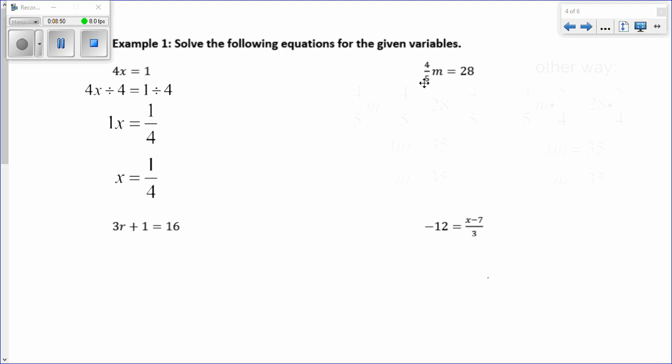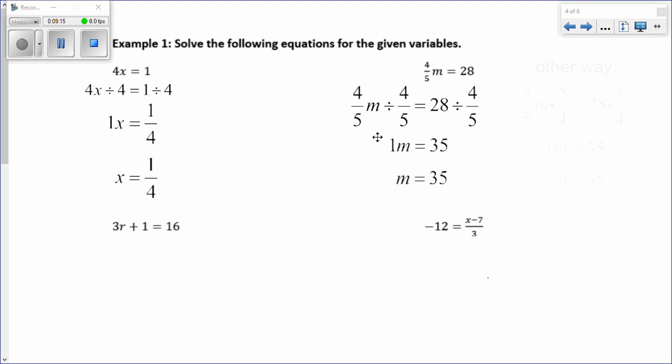Now here in this example, we have just one thing being multiplied with the m. That's the 4/5. So we could divide both sides by 4/5, just like we did with the 4 over here. So then the 4/5 would be canceled out because we're multiplying and dividing by it. So they undo each other, leaving us with 1m. 28 divided by 4/5 is 35. And then we just write m equals 35.